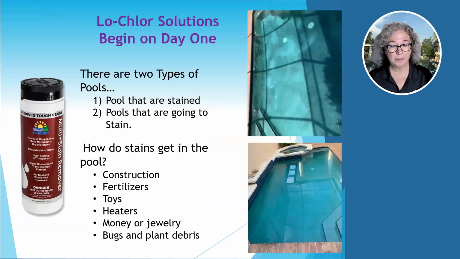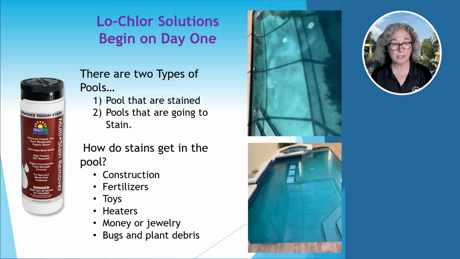So I like to tell everybody there's 2 types of pools. The pool that's going to get stained or the pool that's already stained. Because some of us don't balance our pool water properly, and that causes stains such as low alkalinity, high pH, organics being introduced in the water, improper circulation, improper runtime.